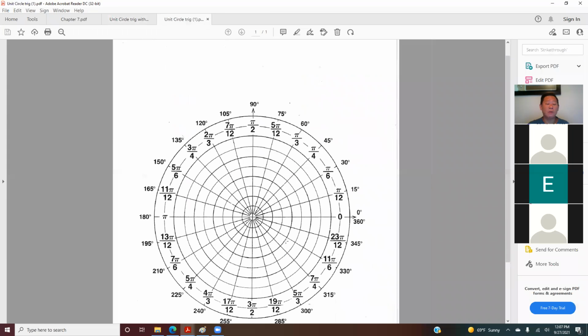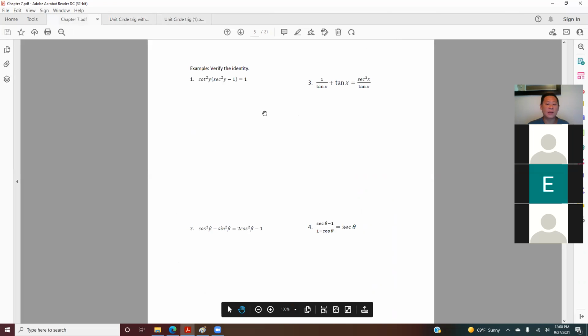You can get this unit circle in D2L. If you go to D2L, you will find this unit circle. If you need a copy, just send me an email. I can always email you this unit circle so you can go home and practice it. Anyone have any questions for me before we continue with chapter 7 here?